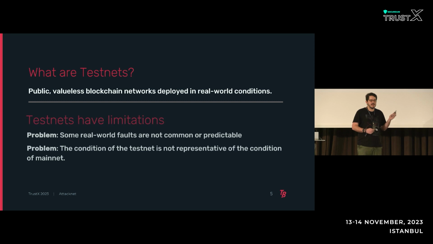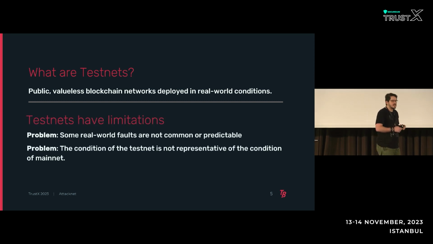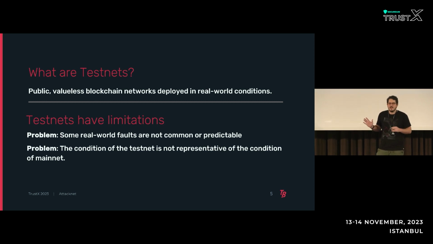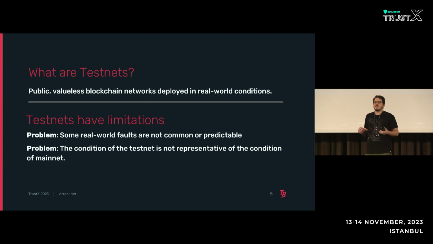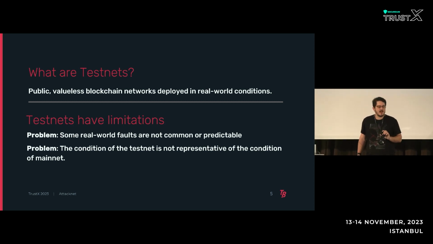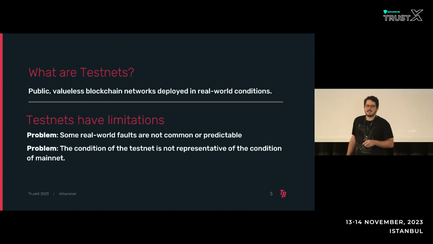Testnets are really good at what they do, but they do have some limitations. Some of the real-world faults that happen on mainnet are not common or predictable. Imagine a BGP hijacking attack, or a third of the internet going offline because of some routing issue, or latency that gets introduced and taken away really fast, and no one ever knows about it. And the other problem is that the conditions on the testnet aren't always representative of mainnet.